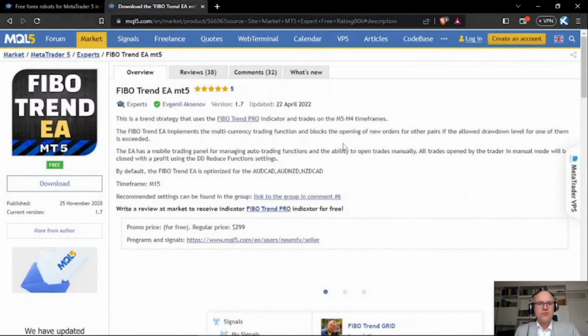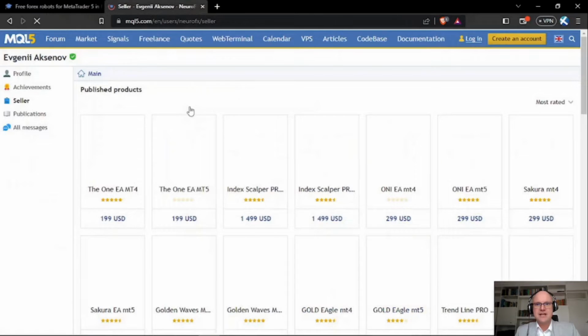Now, it is available for both MT4 and MT5, and it combines different Fibonacci levels with a trend identification in the form of a 100-period moving average. The Expert Advisor is based on the Fibo Trend Pro indicator, which is also available through the website.